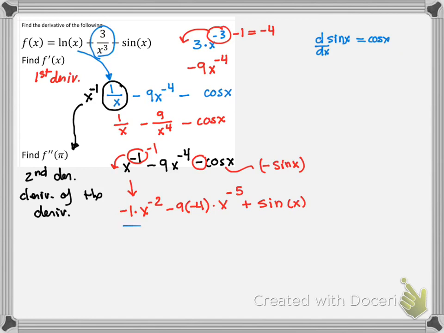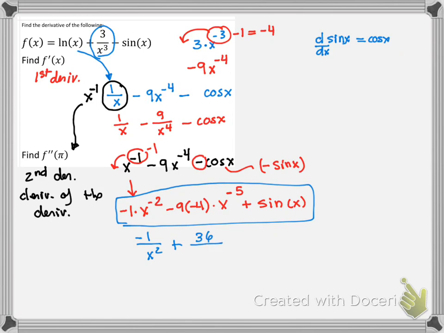Another way to write the final answer, not that this is wrong, this is perfectly acceptable, but this is the same as negative 1 over x squared plus 36 over x to the 5th plus sine of x. That's equal to f double prime of x.